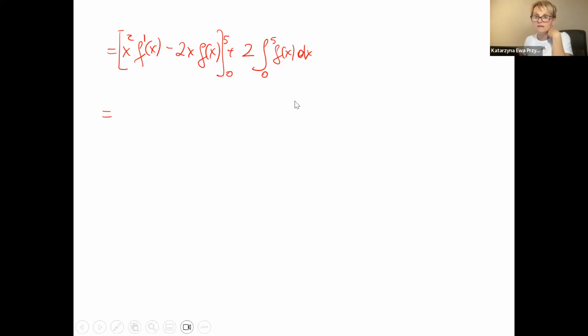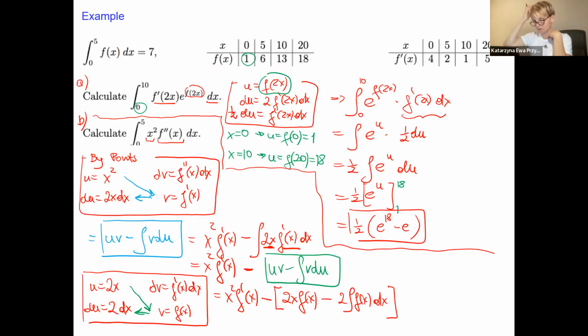Oh, the second integral is not there. Oh, wait, that's not an integral. That was f of x. This was 2x times f of x minus 2 times the integral of f of x. Yeah, I think it's correct.